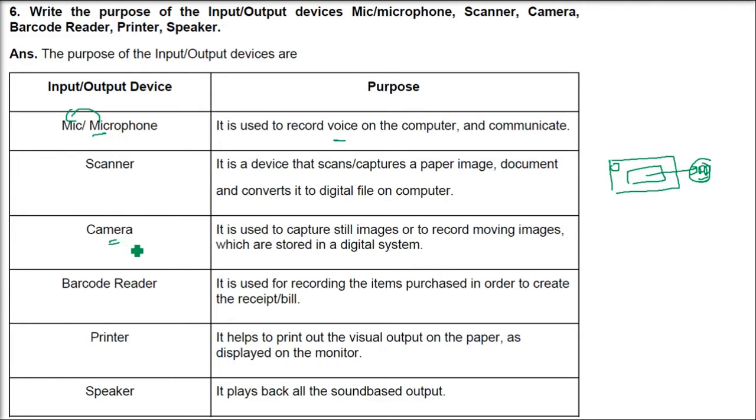Camera is all the images you can take, videos you can record. Barcode reader, it will be used for recording the items purchased in order to create the receipt or bill, because that barcode will have all the information of the product. What is the cost, what is the date, etc. Printer is the opposite of scanner. So whatever digital content is there, it will put it on the paper, physical paper. Now you can hold that paper, and whatever you want to do, you can do then.